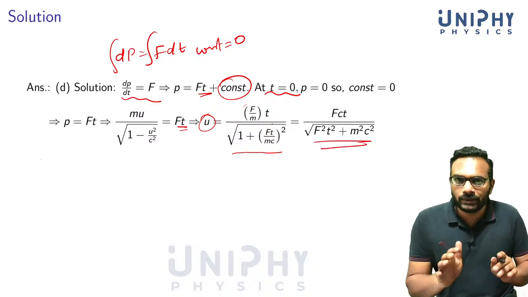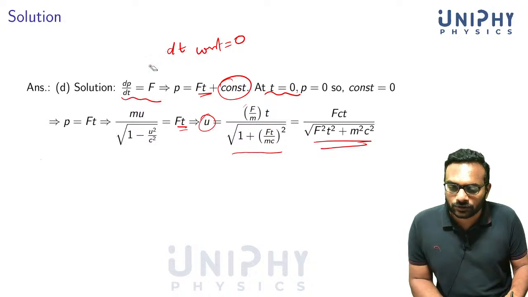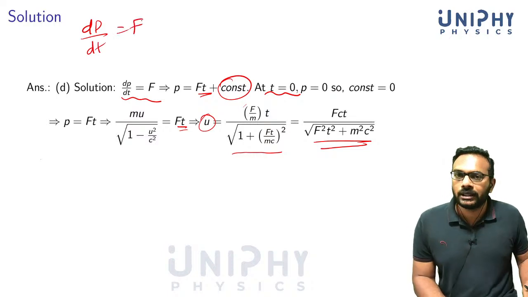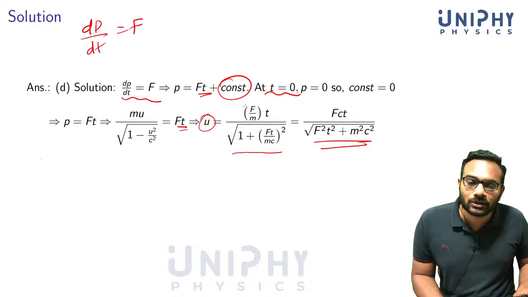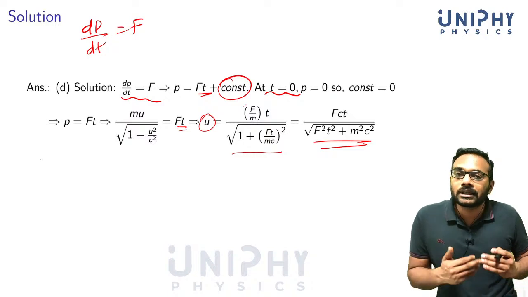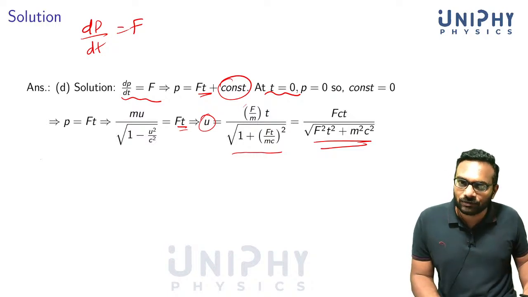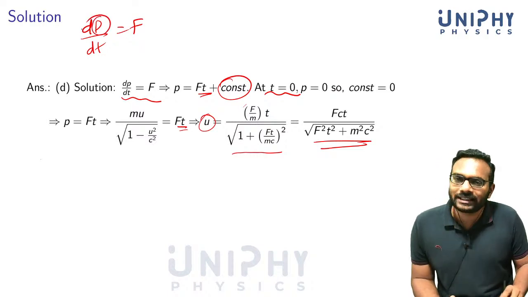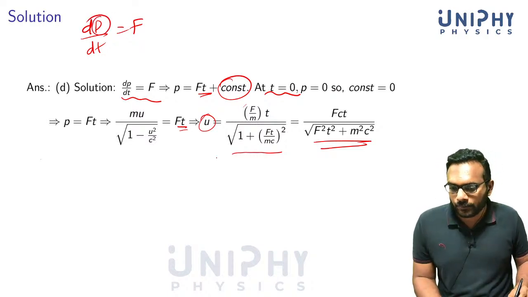I will just repeat how we did this. We made use of the fact that dp/dt is equal to F. This is the information that you need to have in your mind, that even for relativistic particles Newton's second law is valid. The only thing you have to do is modify the expression for momentum appropriately.